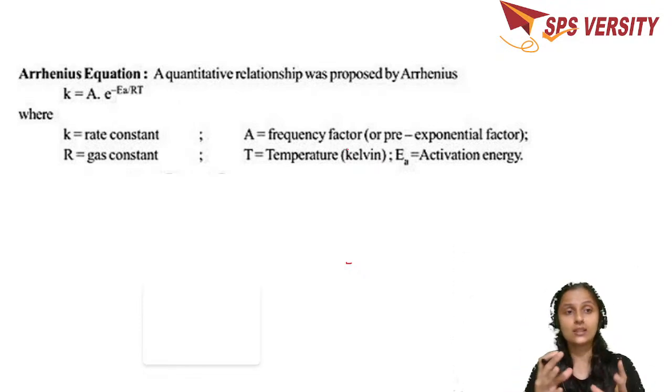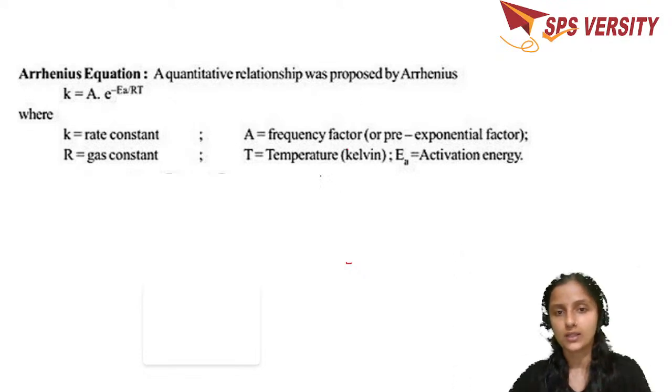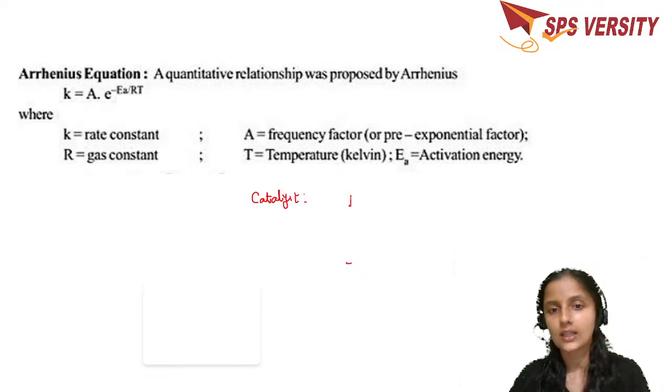Now, you can see the relationship between temperature and the rate constant in this particular slide. Then, what will happen if you increase the temperature? All these studies we are going to do in the next class. But we'll see what happens if you have a catalyst in the reaction. Say you have a catalyst in the reaction. Generally, the reactants react to give the products. And this reaction is very slow.